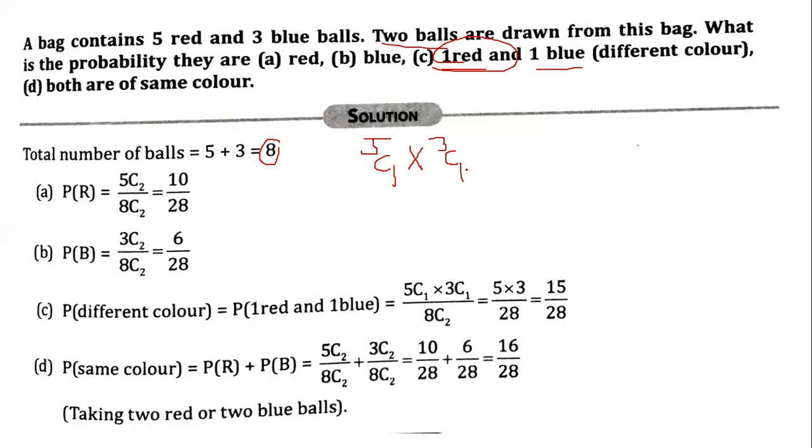Now here, in a bag of 5 plus 3 balls, I am picking 2 balls. If among those 2 balls, one ball is red and one ball is blue, that is my favorable event. So in the numerator we give the favorable event, and in the denominator we give the sample space. Sample space means all the possibilities.